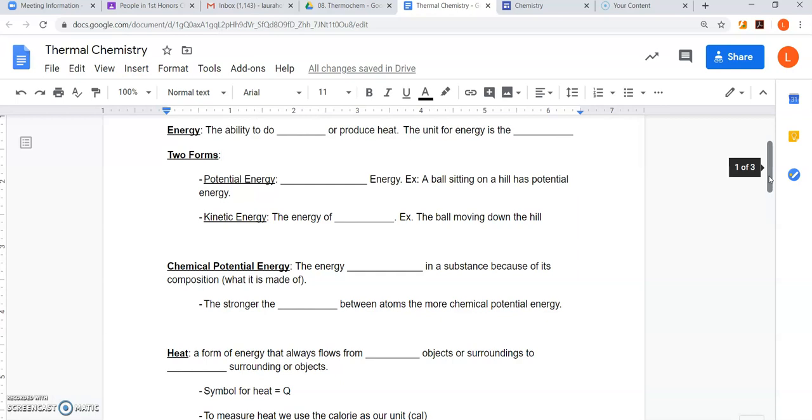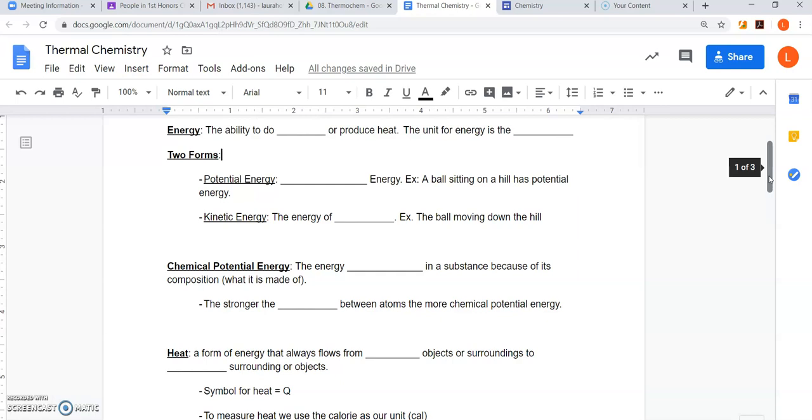Now, there's tons of types of potential energies. We aren't going to talk about all of them because it's not relevant. Again, if you're interested in that, that's a physics topic. Take physics. The example I put here is a ball sitting at the top of a hill has potential energy. That potential energy would be in the form of gravity. So if the ball rolls off the hill, you now consider, oh yeah, it has energy because it's moving.